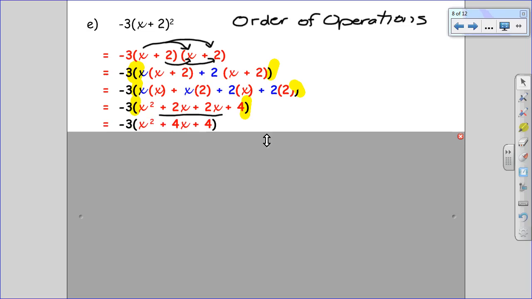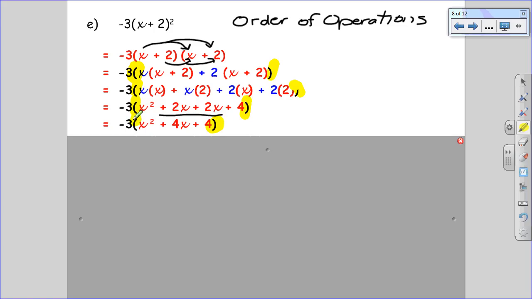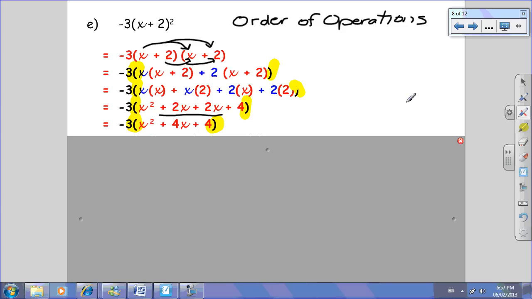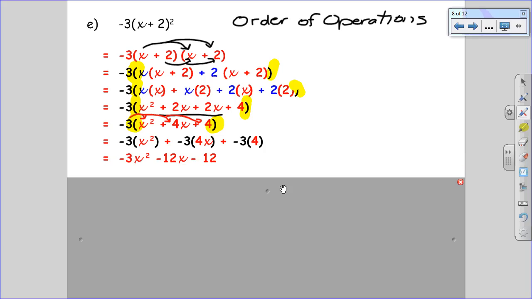And when I scroll down, again, I still have my extra set of brackets. Every term in there now has to have the distributive property used on it because this negative 3 is being distributed to all 3 terms in this trinomial. So we end up with negative 3x squared minus 12x minus 12.